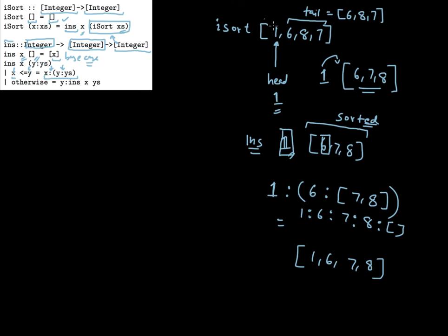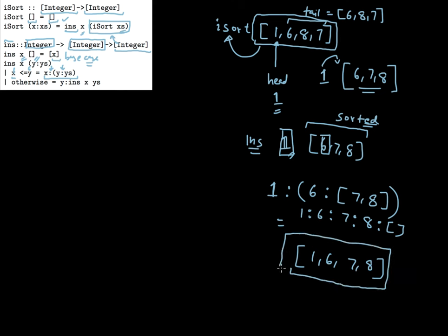So again, this list goes as an input to iSort, and what I get back as an output is this entire piece there, which happens to be the sorted representation of the input list.